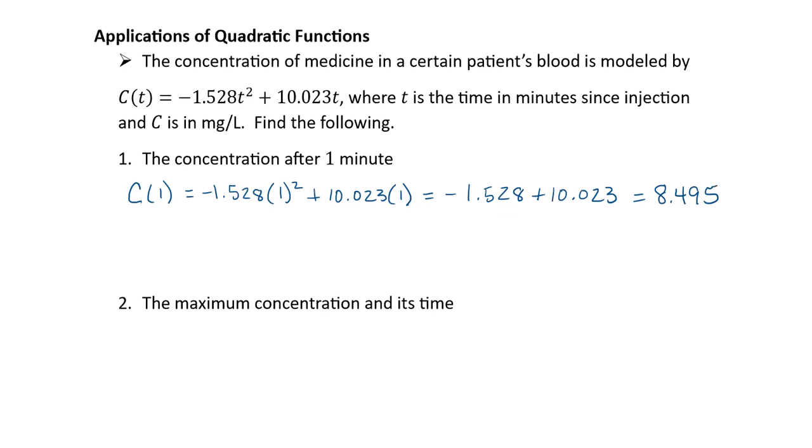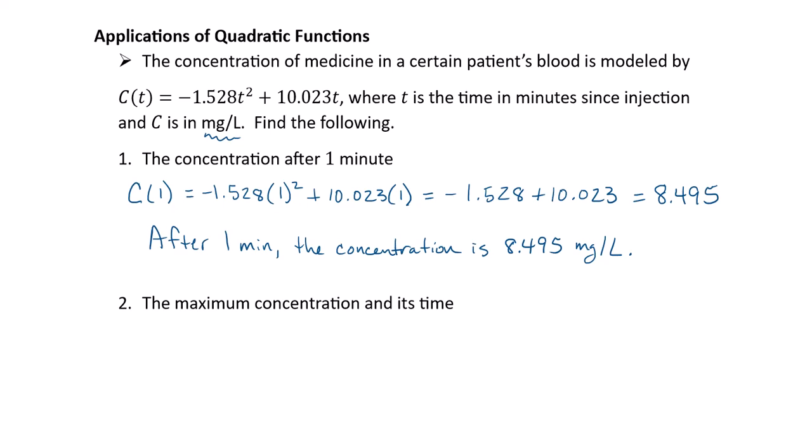So we've answered it numerically, but we need to answer it as a word problem. They asked the question in words. We need to answer in words. So after 1 minute, the concentration is 8.495, and the unit there is going to be milligrams per liter.